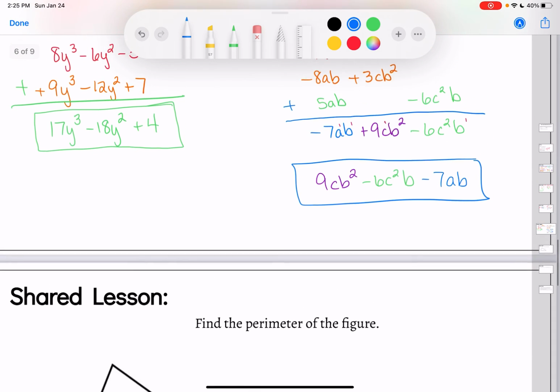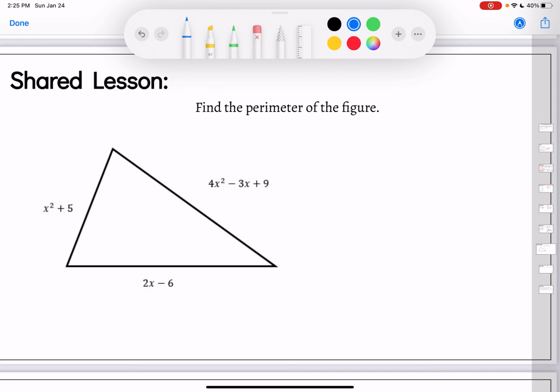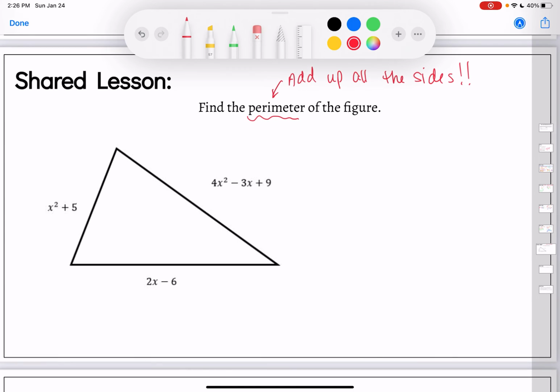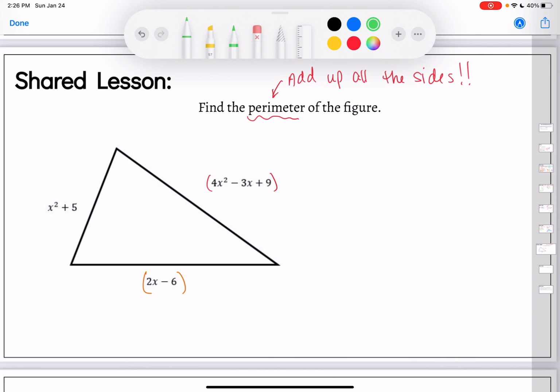All right, hopefully that's starting to make sense to you. Now you could see this idea of adding our polynomials in a different way, right? Perimeter. Find the perimeter of the figure. Remember, perimeter means add up all the sides. So I have this trinomial to start with. I have this binomial down at the bottom, and I have a binomial over here on the left. I need to add those together.